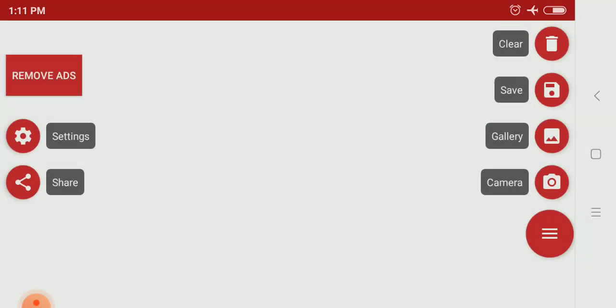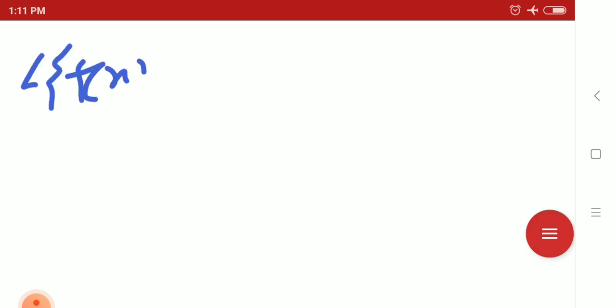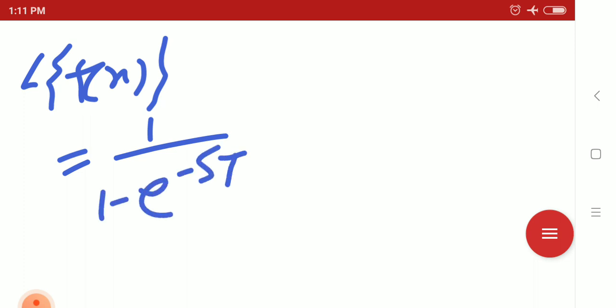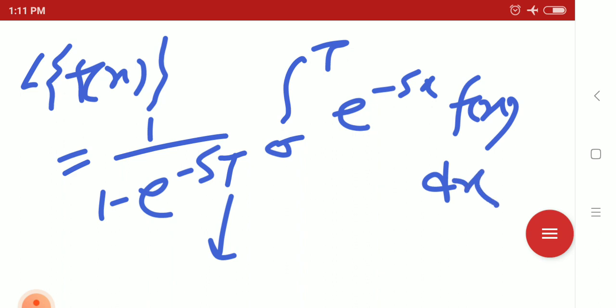That means if we have a period T of a function, then the Laplace transformation of f of x will give us 1 by 1 minus e to the power minus sT, where T is the period, integration 0 to T, the time period, e to the power minus sx f of x dx. This is the Laplace transformation of a periodic function.